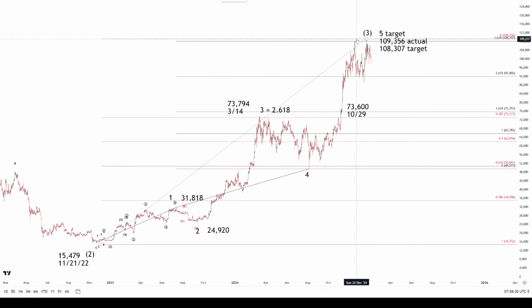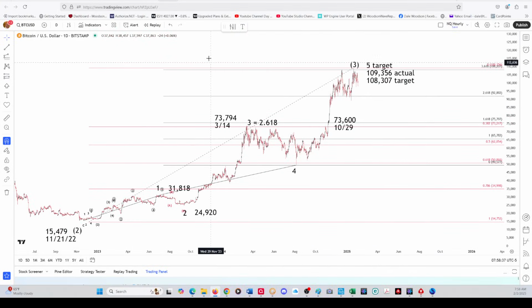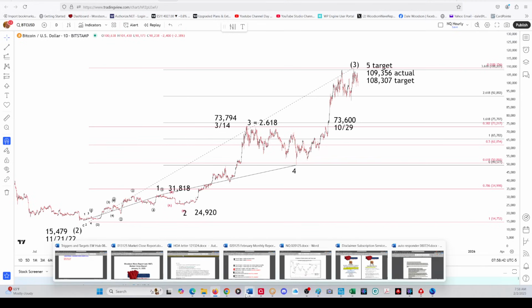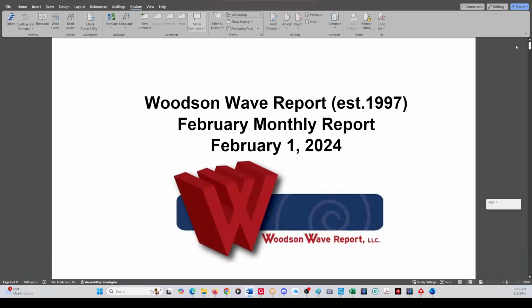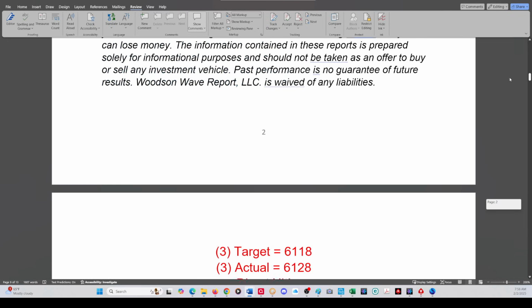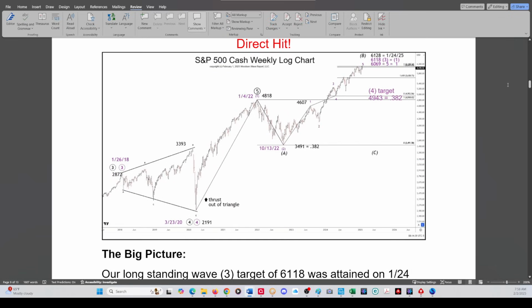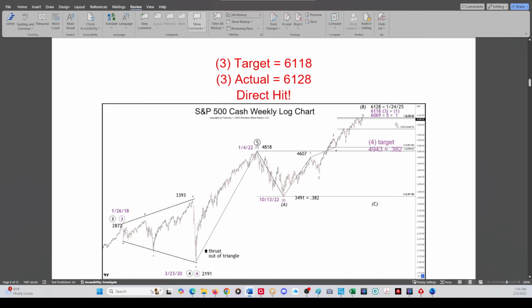Again, where is it wrong? It goes above that previous high. Okay, so we'll see what happens there with Bitcoin. Okay, and I want to bring you guys back to the February monthly. There's all that stuff there. There's the big picture. We haven't looked at it in a long time, and like I said, this target has been in place for years, and it hit it, and it's on the turn date.